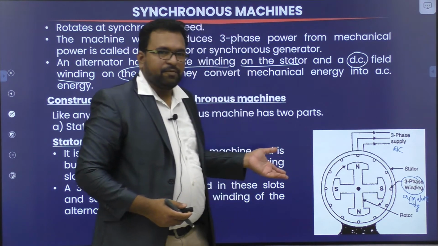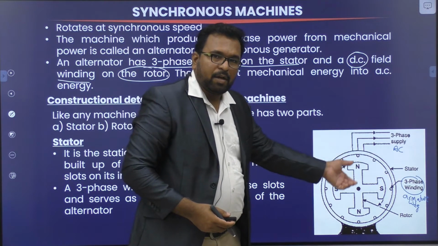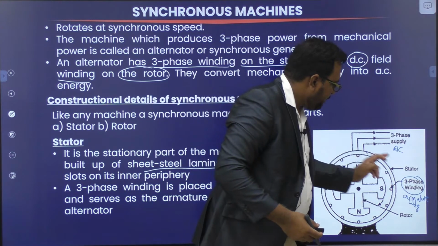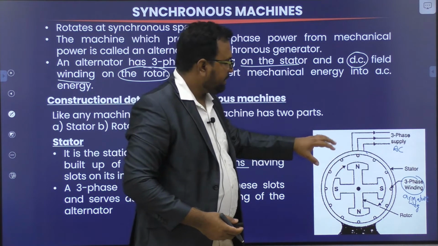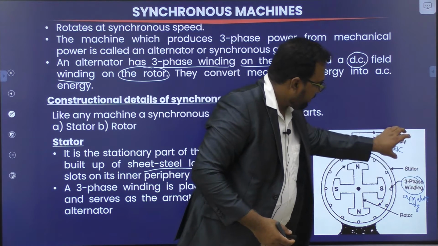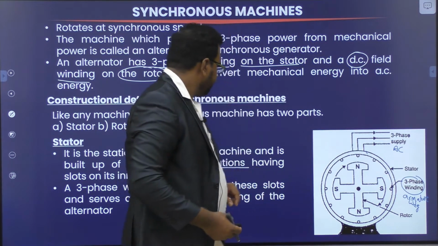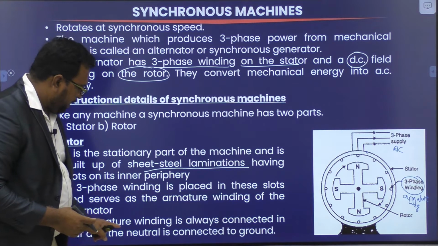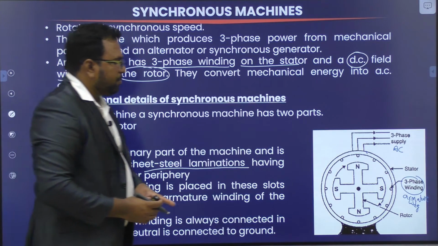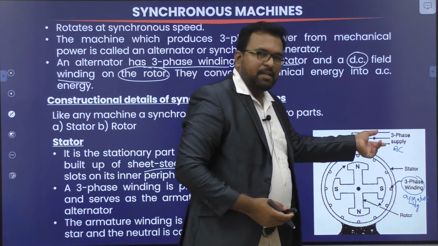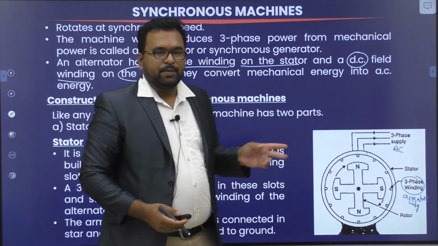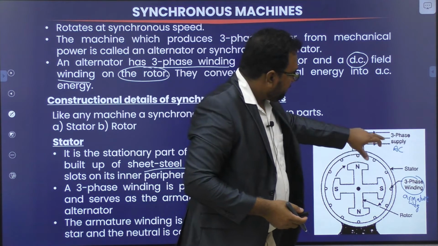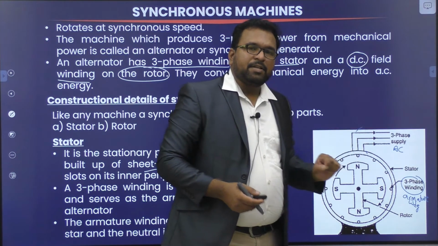Unlike all other machines where the armature winding is present on the rotor, in the case of a synchronous machine, this armature winding is provided on the stator, the stationary part, and we are going to provide a 3-phase AC supply to the armature winding. The armature winding is always connected in star and the neutral is connected to the ground. When there is a three-phase connection, there are two possible connections: one is star connection, another is delta connection. In the synchronous machine, this three-phase winding is always connected in star.